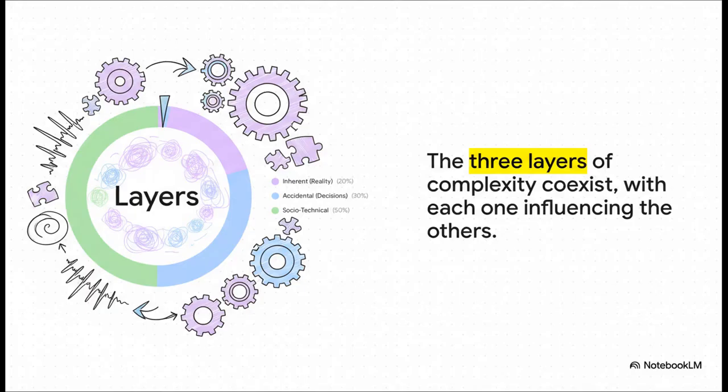This visualizes it perfectly. You can almost think of it like an onion. At the very core, you've got the inherent complexity of the problem. Wrapped around that is the accidental complexity that we added from our own engineering decisions. And then, enveloping the entire thing, is the socio-technical complexity of our organization. They're all happening all at once.